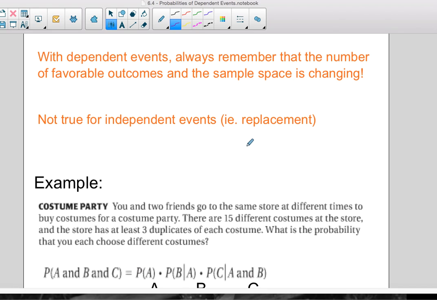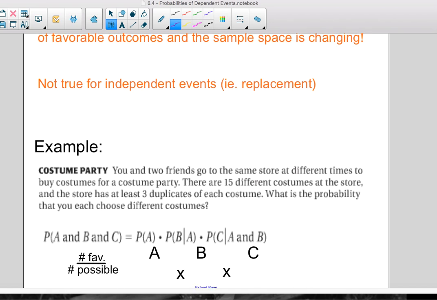But that's not true for independent events. Like the first one I did, when you replace the card, those are independent because it's the same amount of favorable outcomes, 4 out of the same sample space, 52. There's no change, they're independent.